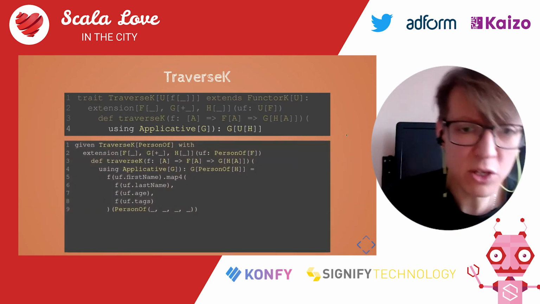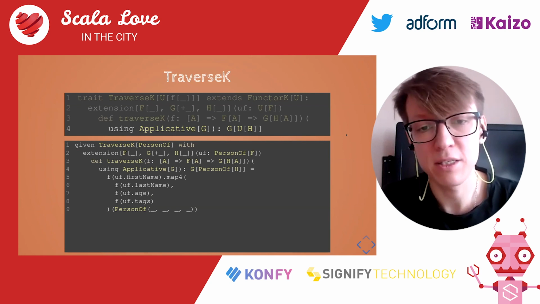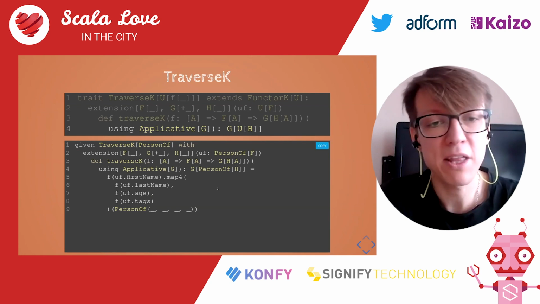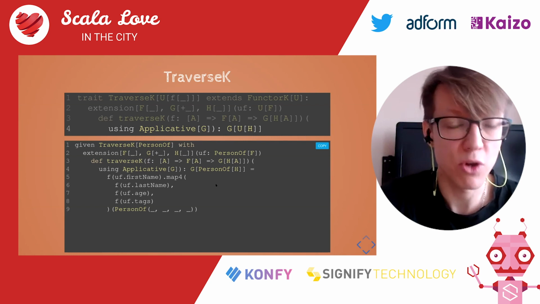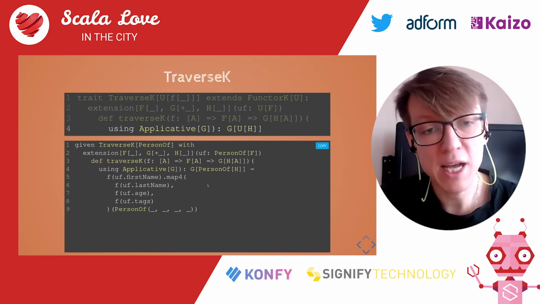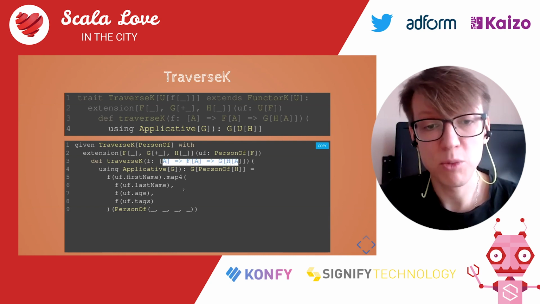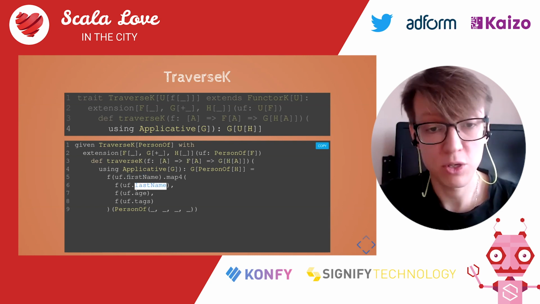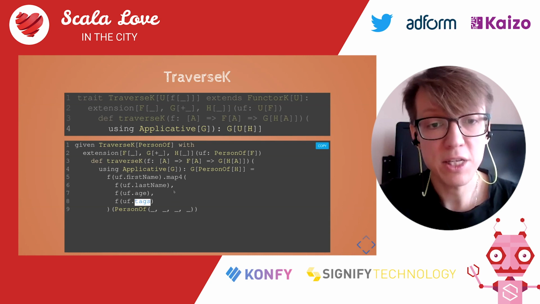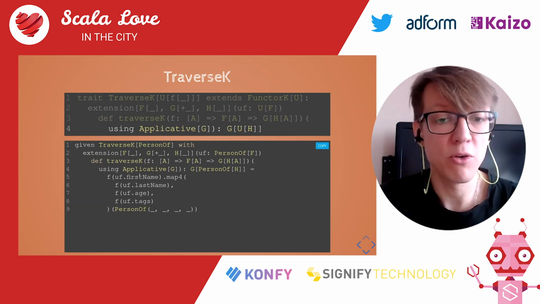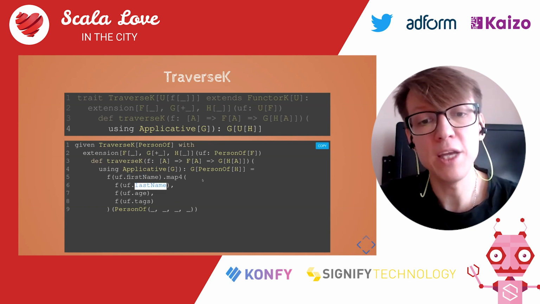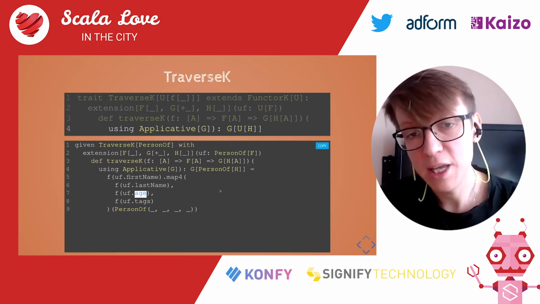The code that does it looks exactly the same as a simple traverse from previous slides. We just apply our polymorphic transformation to each of our fields, and each time we get here G of H of String, G of H of Option of String, G of H of Int, etc.